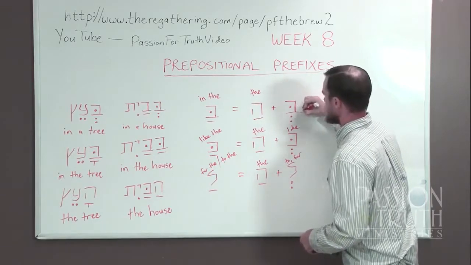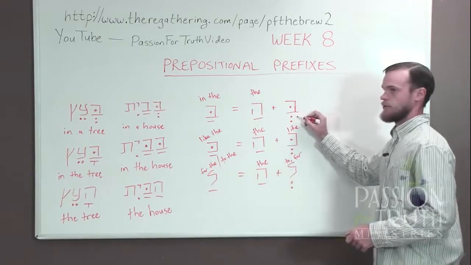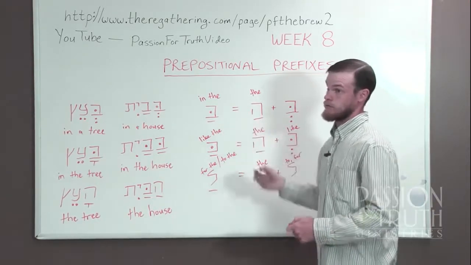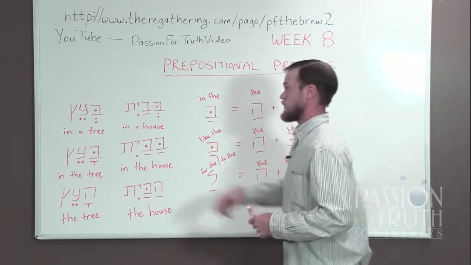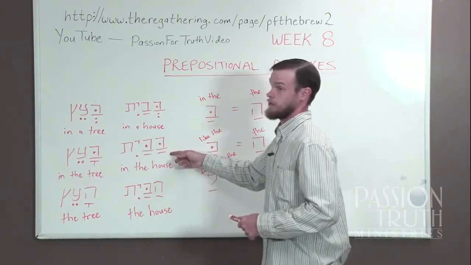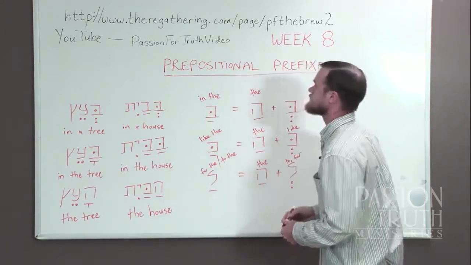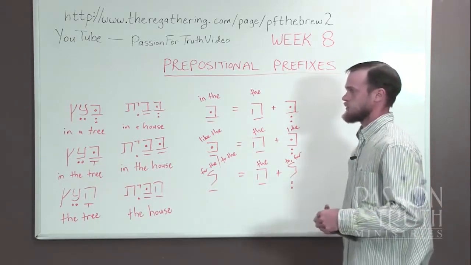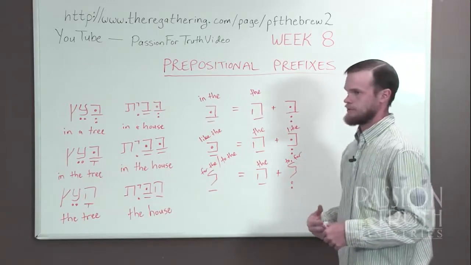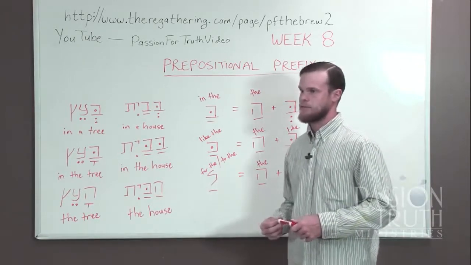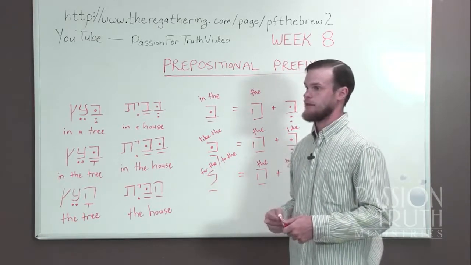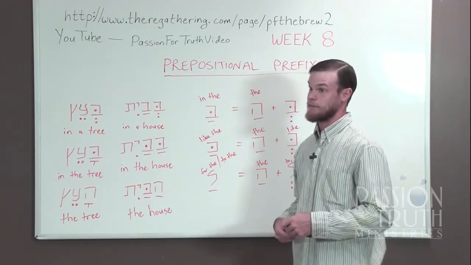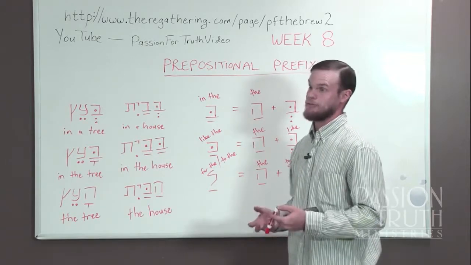Sometimes you'll find a prepositional prefix with a shva underneath it, sometimes with a different vowel, indicating a combination with the definite article. Okay, and again, it's the difference between in a house and in the house. Interestingly, you find this on the very first word in the Torah. Okay, Bereshit. The vowel underneath the beit is a shva. So you wouldn't technically literally translate it in the beginning. You can translate it in beginning.